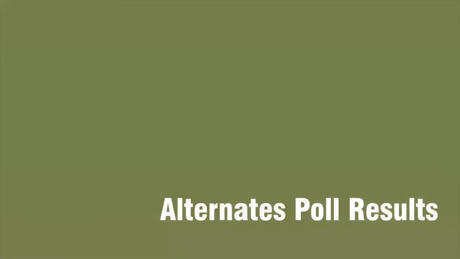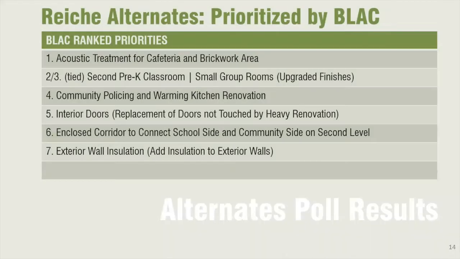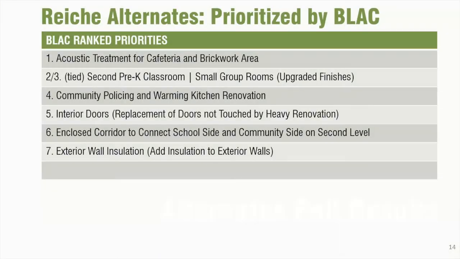Okay, we're going to move on to the list of alternates, and a reminder, the alternates are alternate scope of work, kind of like, I think we use the analogy of ordering off a menu. So these are the items that don't come with your entree, that if we have enough money in the project at the time that we receive pricing, we have the potential to add in.